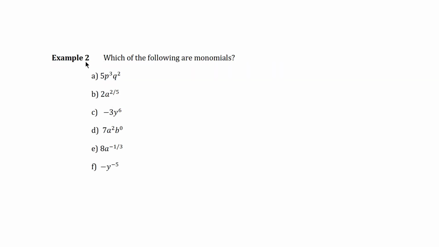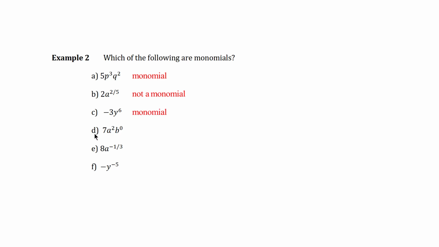For example number 2, which of the following are monomials? For part A, we have 5p to the third power, q to the second power. This would be a monomial. For part B, we have 2a raised to the exponent of 2 over 5. Now this would not be a monomial because monomials have whole number exponents. You could see here our exponent is a fraction, so this is not a monomial. For part C, we have negative 3y to the sixth power. This would be a monomial.